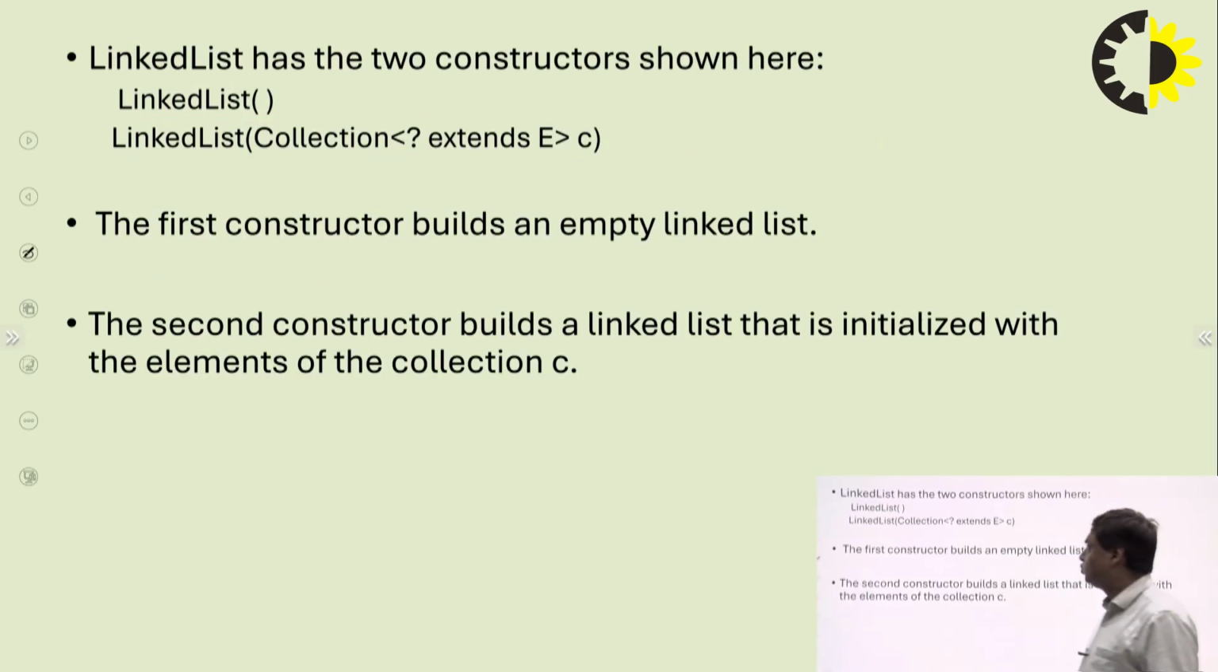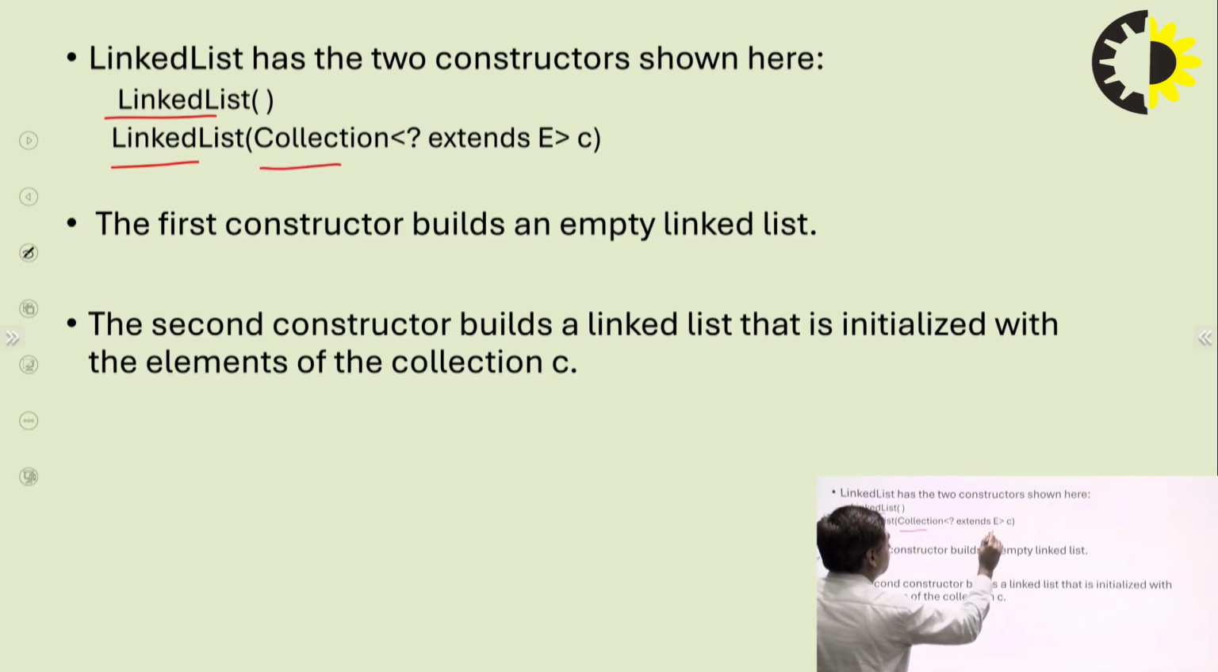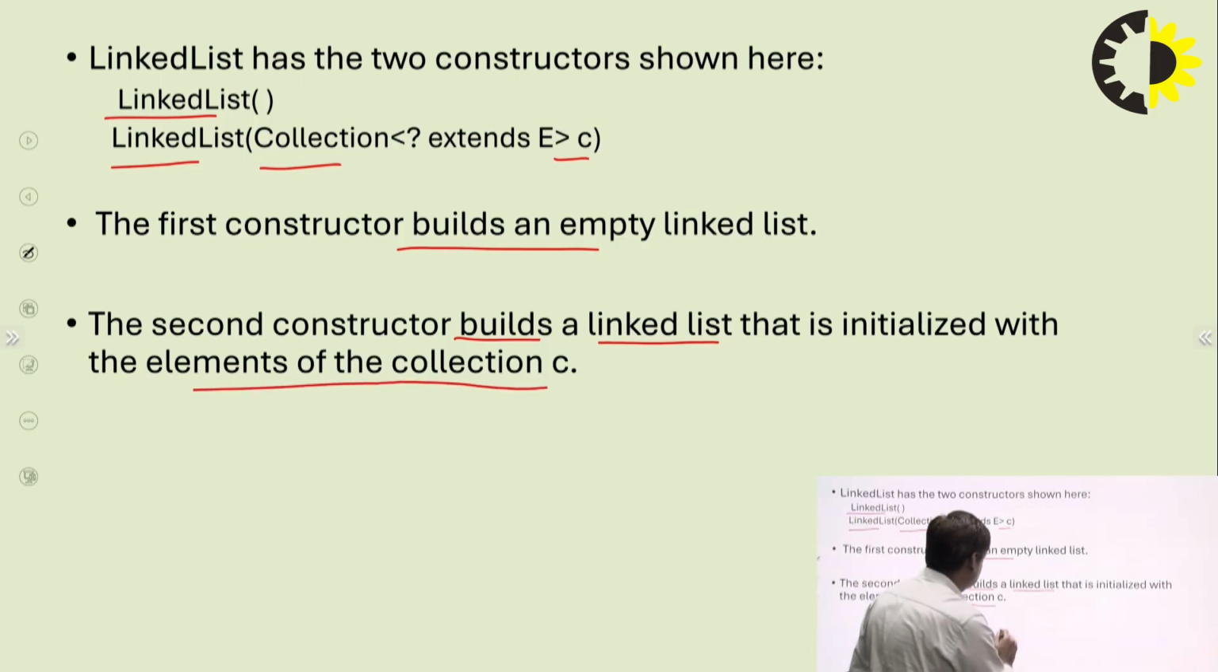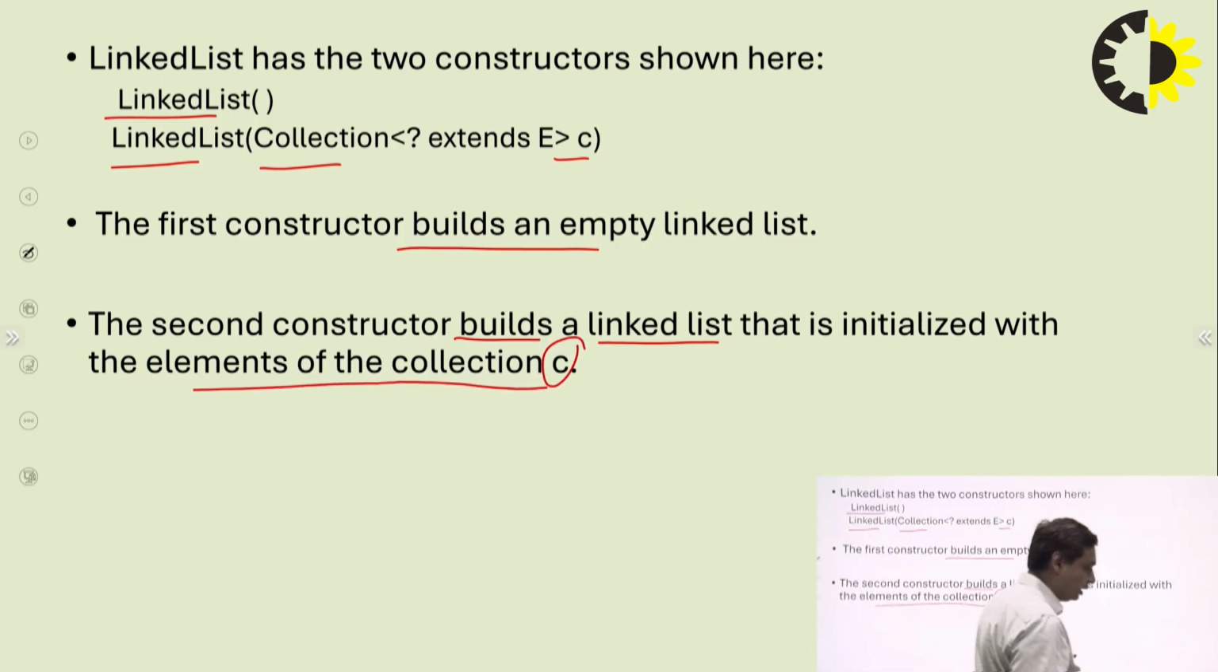So, it has only two constructors. The first is for the empty linked list. The second linked list constructor is for the collection, and it will create the collection on the basis of C type. Whatever the type of C, accordingly the linked list type will be defined. So, the first constructor builds an empty linked list. The second constructor builds a linked list that is initialized with the elements of the collection C. So, whatever the type of C, accordingly it will be initialized.